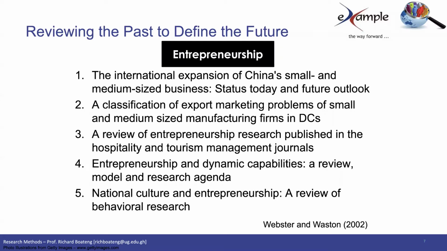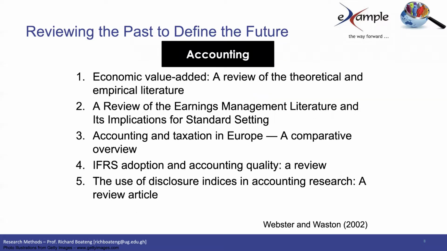But that doesn't mean that you always find papers in the area. You may not find papers in the area. So you may have to do a review on entrepreneurship and find out whether there's any paper in entrepreneurship that talks about national culture, or the other way around. Okay, accounting, economic value added, a review of theoretical and empirical literature. When I say theoretical, there are papers that are conceptual, they have not got any data. So you review that one too, including the empirical ones.